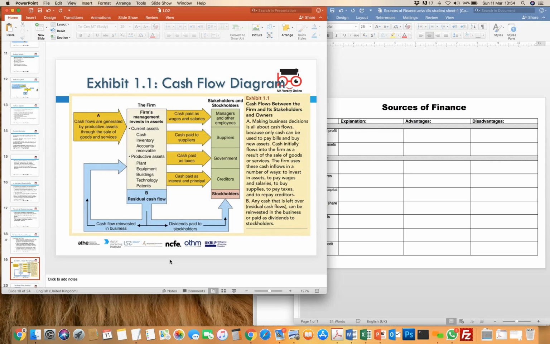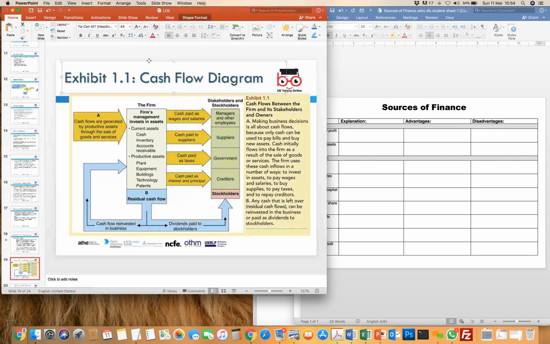Now, this is just a diagram to show how cash flow would typically work within a company of any size. So if it's a bigger company, smaller company, medium-sized company, it doesn't matter. But this is to explain how the cash flows are managed within a particular company, and looking at meeting all the requirements of people, from that aspect.